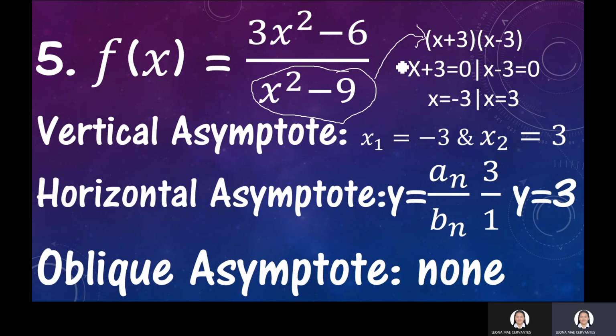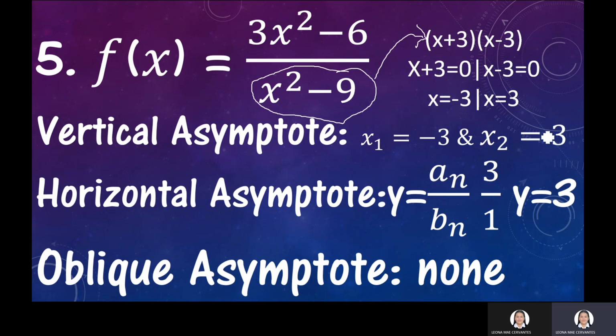For the vertical asymptote, we will have two x values: x sub 1 is equal to negative 3 and x sub 2 is equal to positive 3.